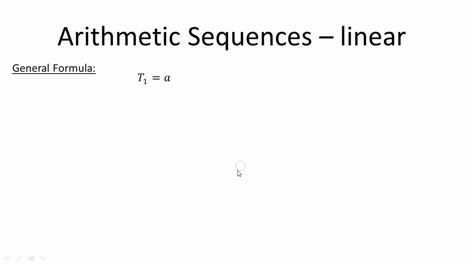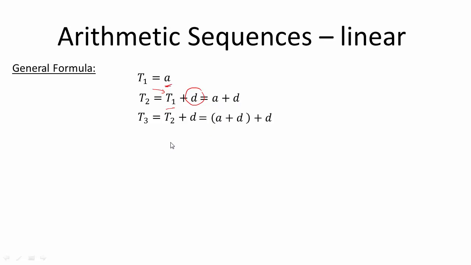Right, this is how to calculate the general formula of an arithmetic sequence. We know that T1 is equal to A, or we're going to set T1 equal to A. This is the first term in the series. Then term 2 would equal the first term plus the constant difference. What do we know the first term is? We know that the first term is equal to A. So we're going to say that term 2 is equal to A plus D. Term 3 would be term 2 plus D, another constant difference. We know term 2 is A plus D, so term 3 is equal to A plus D plus D, which equals A plus 2D.